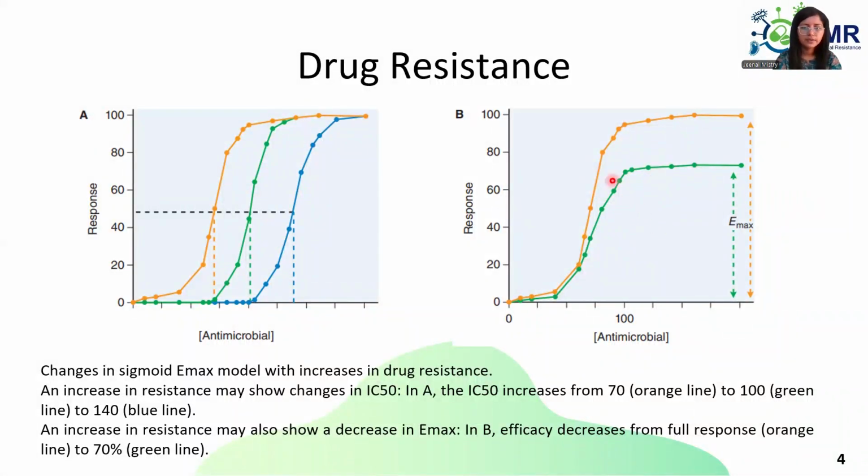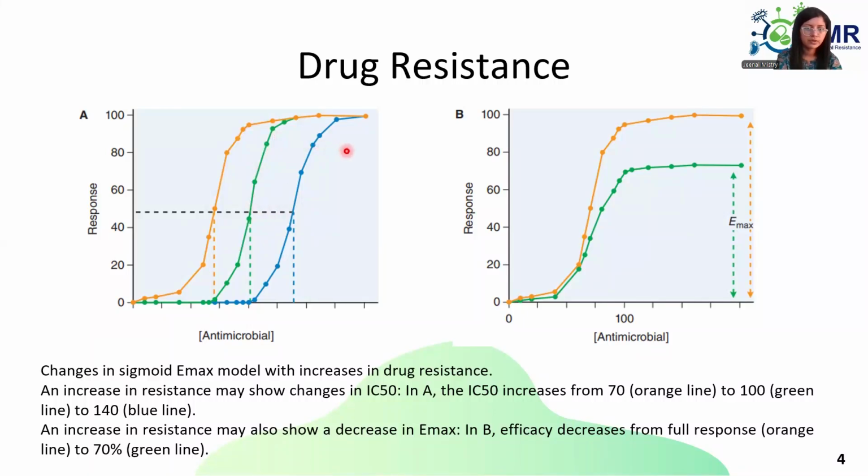So in graph B, the efficacy response is decreased from the full response in the orange line to 70% in the green line. So this is the effect response when drug resistance is present, and this shows the potency of that drug, right? The potency of the drug is higher in the orange line, and it is decreasing in the green line.